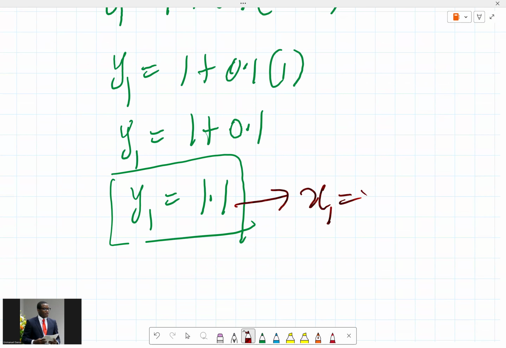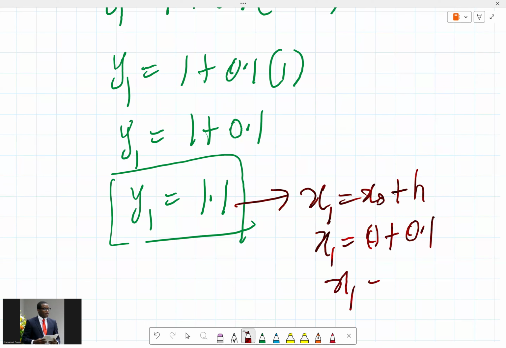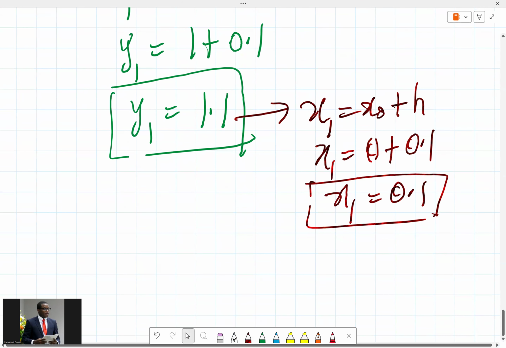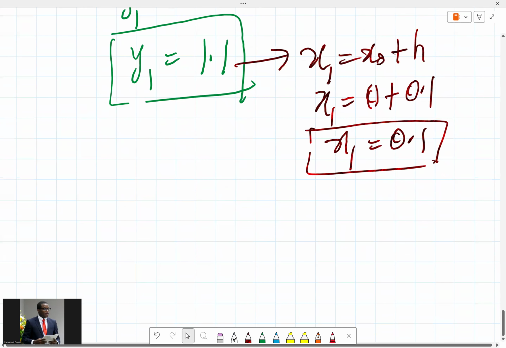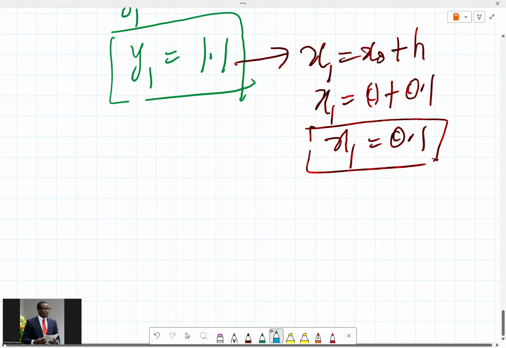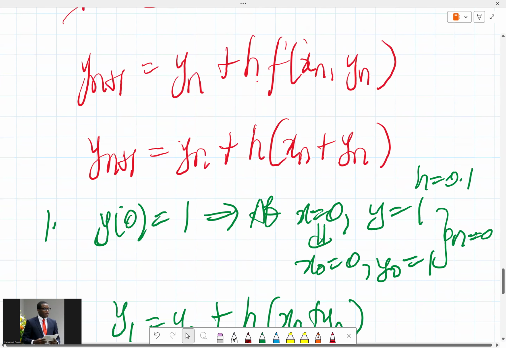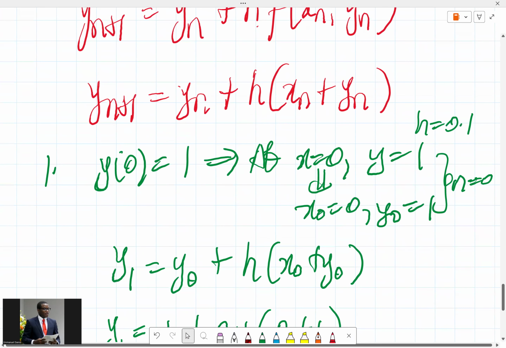x1. Of course, x1 is x naught plus h. So in that case, we have x1 equal to x naught, which is 0, plus h, which is 0.1. So it means that x1 is going to be 0.1. Okay, so that's x1. So we already know x naught, y naught, and x1 corresponds with this. So the next thing we are going to do, we can then go for the next iteration. That's the first iteration, right? I think it's better to name it first iteration.